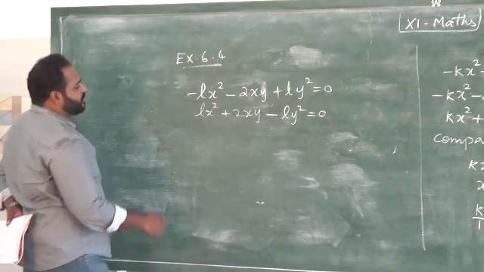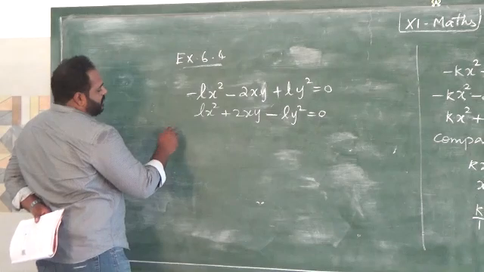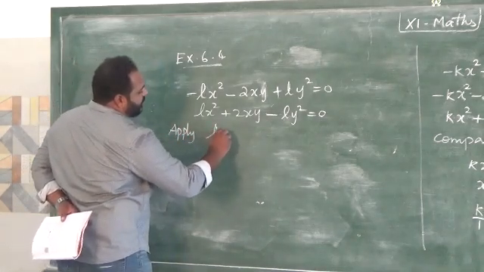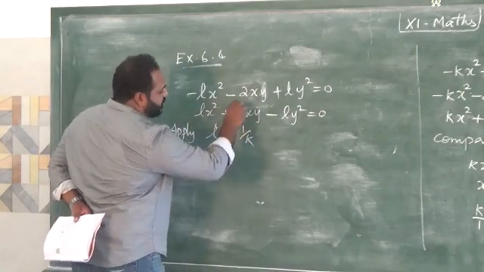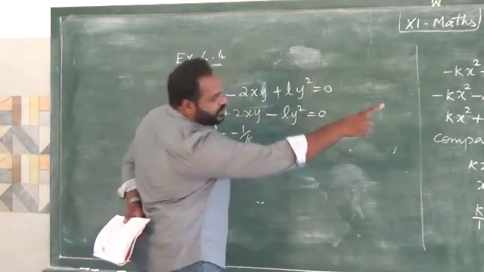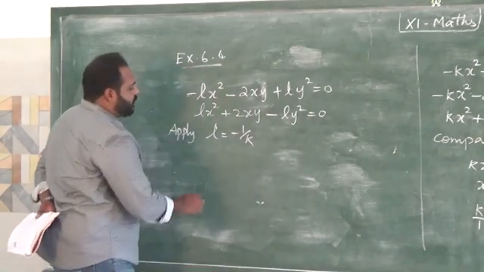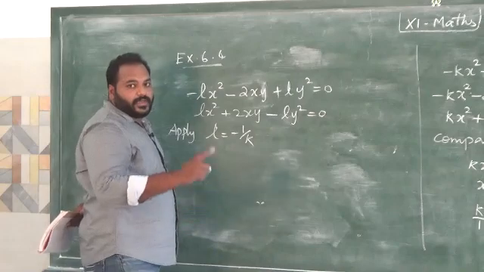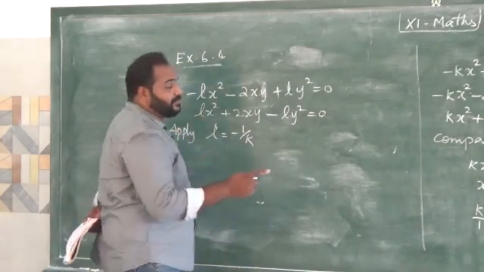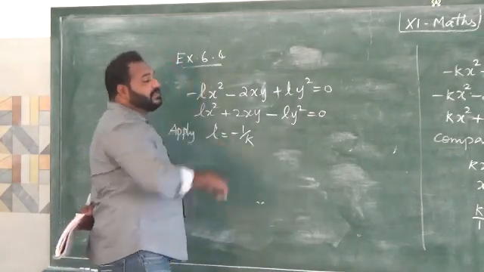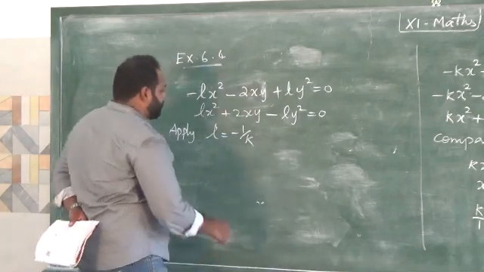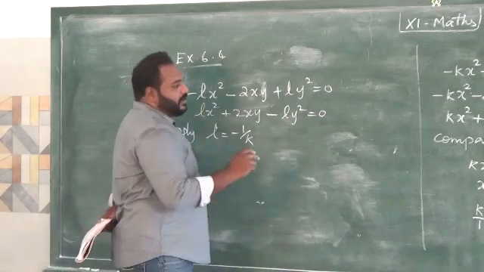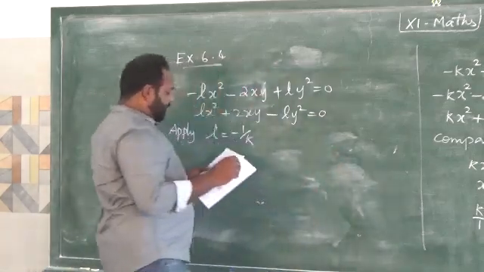So if I apply l equal to minus 1 by k in this equation, because we have already found the l value as minus 1 by k, I am going to apply this l value in this equation, because we have to get the equation of the angle bisector, I mean the first pair of straight lines which is given in the question.